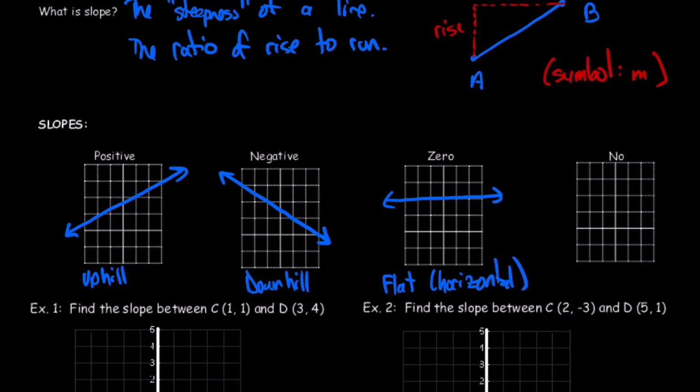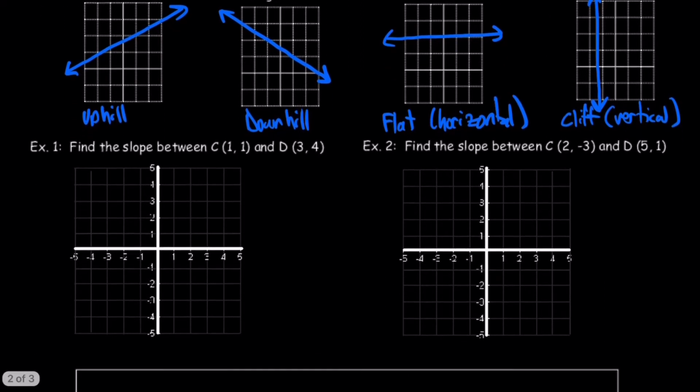A no slope, or also referred to as undefined, which is how I usually refer to it, would be a vertical line. So that would be, think of it as a cliff or vertical. Okay, so let's find some slopes.